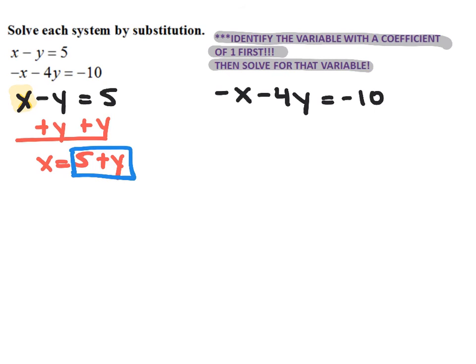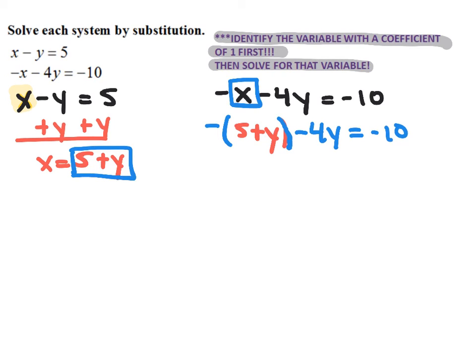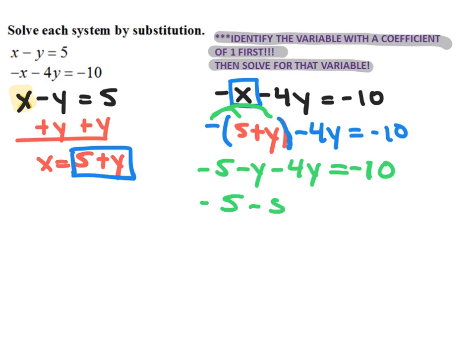Now I can take this entire expression and plug it in for x in the other equation. So it becomes negative times 5 plus y minus 4y equals negative 10. Now to solve, you first need to distribute the negative. So you'll have negative 5 minus y minus 4y equals negative 10. Combine like terms, so you'll get negative 5 minus 5y equals negative 10.